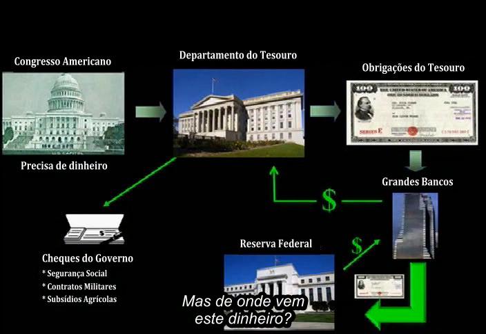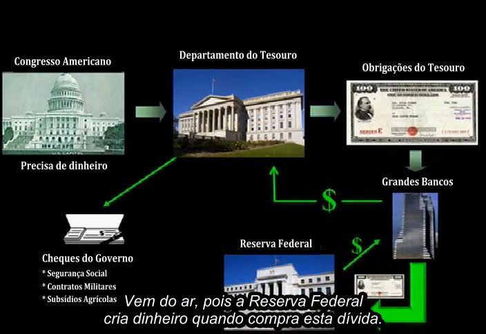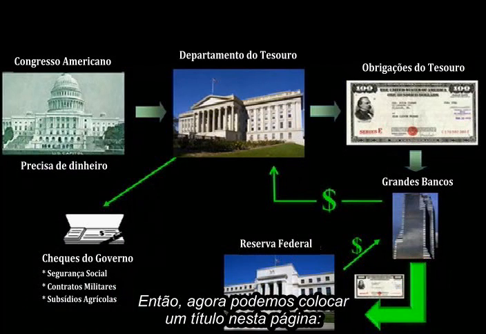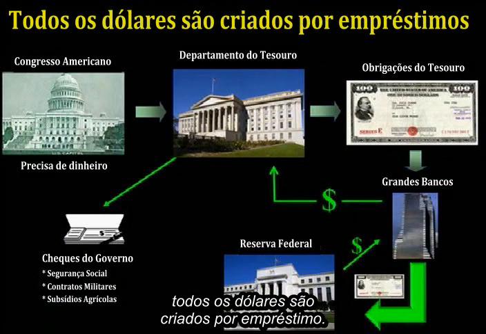Now, where did this money come from? Glad you asked. It comes out of thin air as the Fed creates money when it buys this debt. New Fed money is always exchanged for debt, and so now we can put the title on this page. All dollars are loaned into existence.